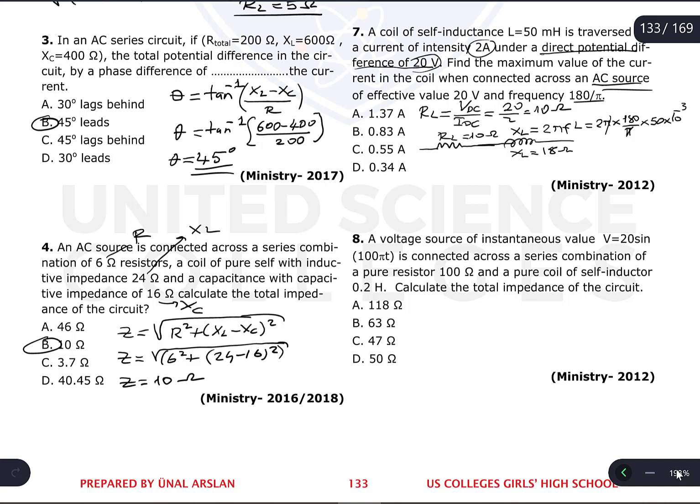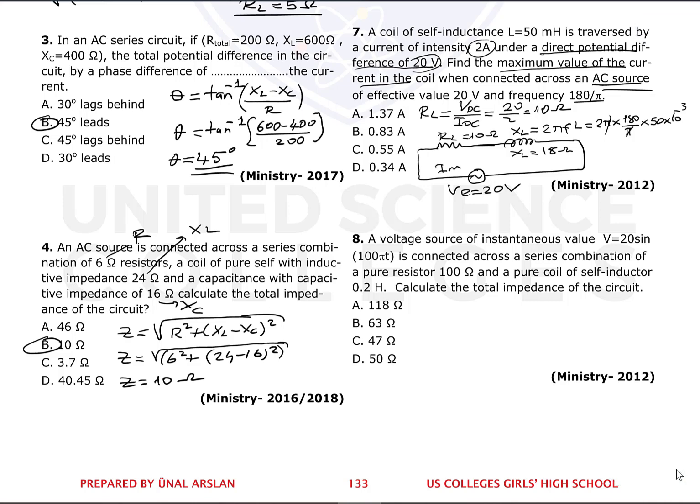And this impure resistor is connected to an AC generator with an effective potential difference equal to 20 volts. So calculate the maximum value of the current. Again, same method. We'll calculate Im. First, I have to get Vm. If the effective value is 20, the maximum value must be 20 root 2 volt. Then Z must be calculated.